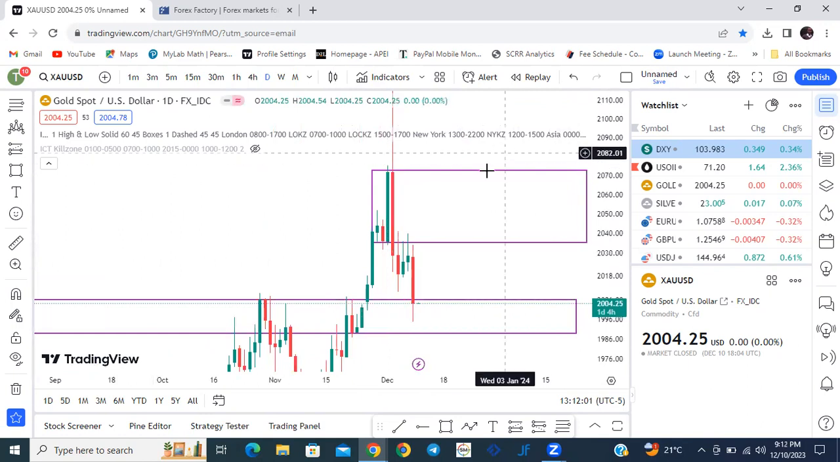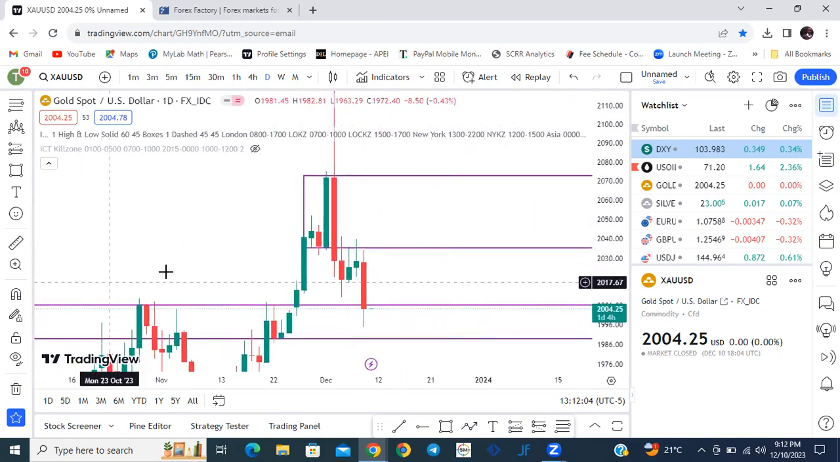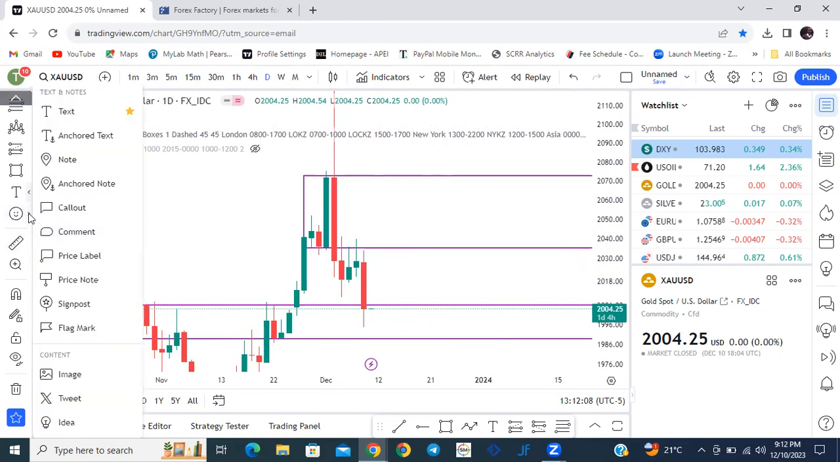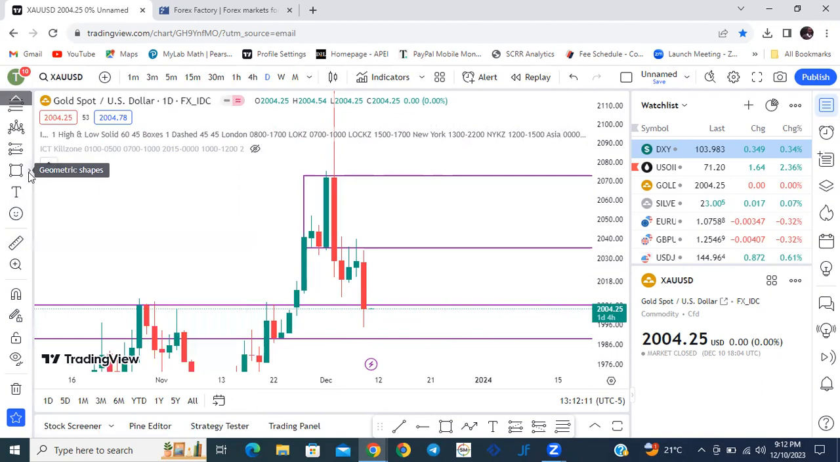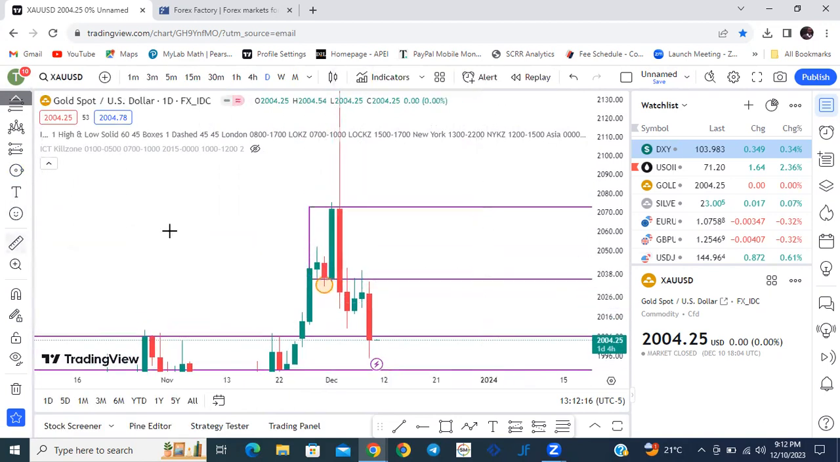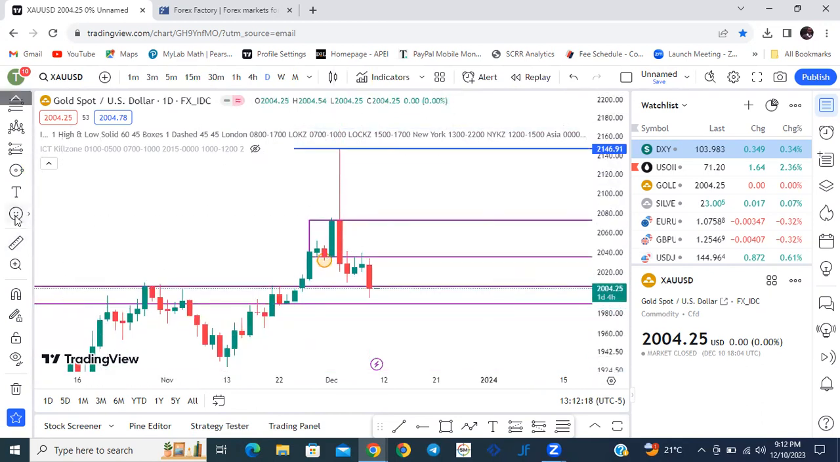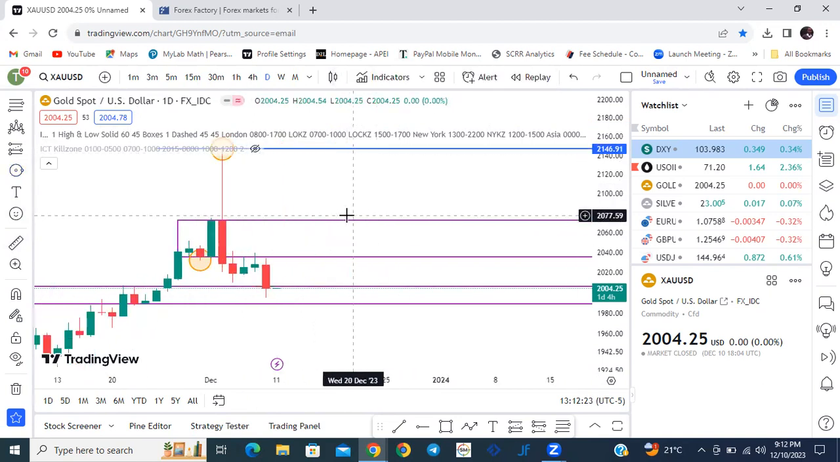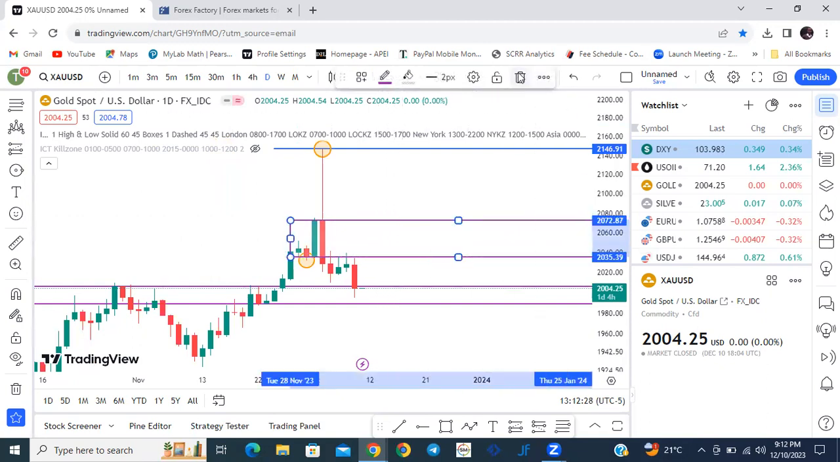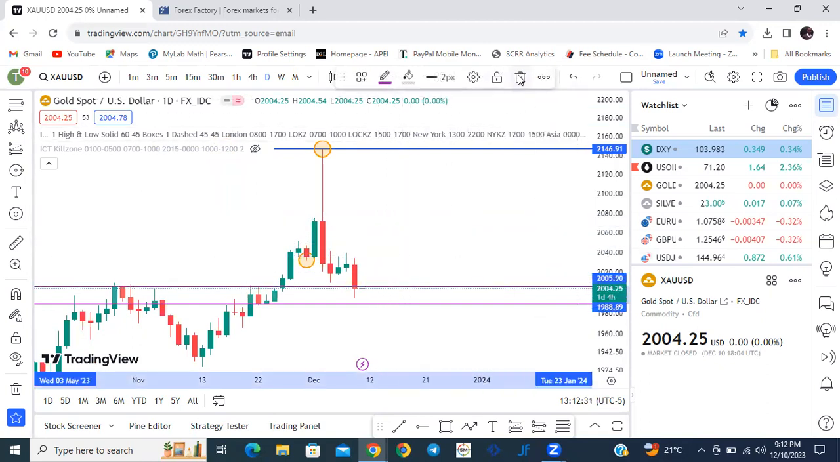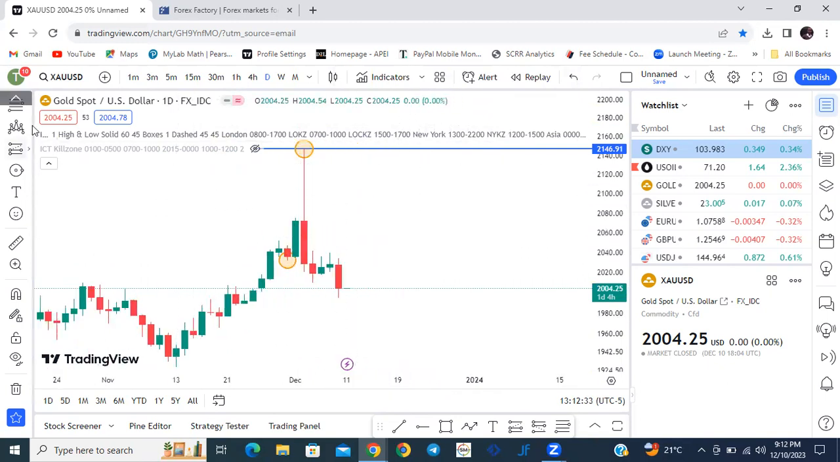Because you can see from the higher time frame, the daily time frame, this was the previous low that the price created before creating an all-time high. And now the price came, there was this BOS. Allow me to delete this so that you can see clearly. So we had a change in structure.